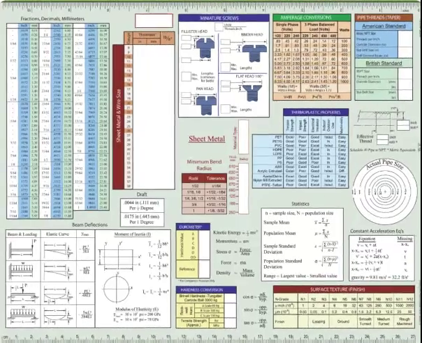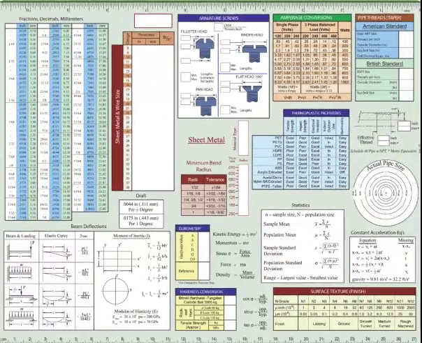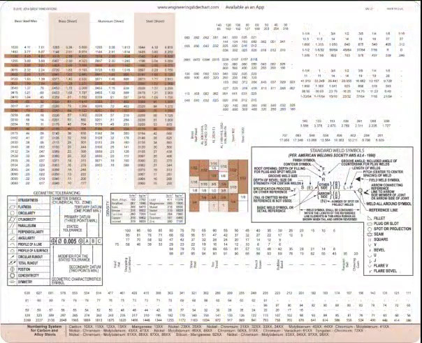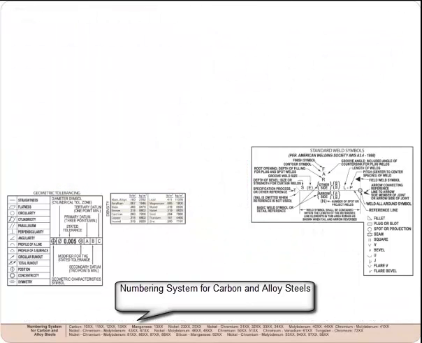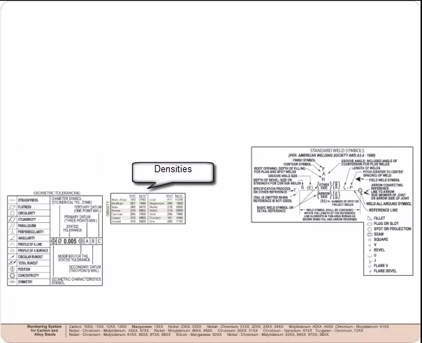On the back side of the chart, miniature screws have been added. The numbering system for carbon and alloy steels, geometric tolerancing, and density tables have all been relocated to the inner card as shown.